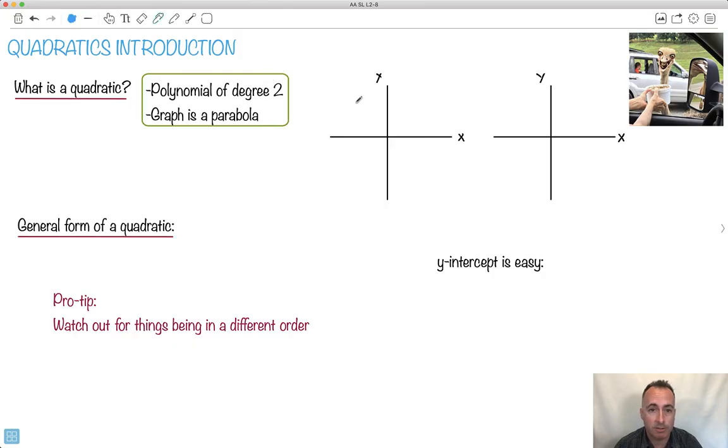So I'll show you an actual graph. Maybe just something like this. That's a parabola. See, it looks kind of happy. It can also be opening downwards, so we say it's sad.